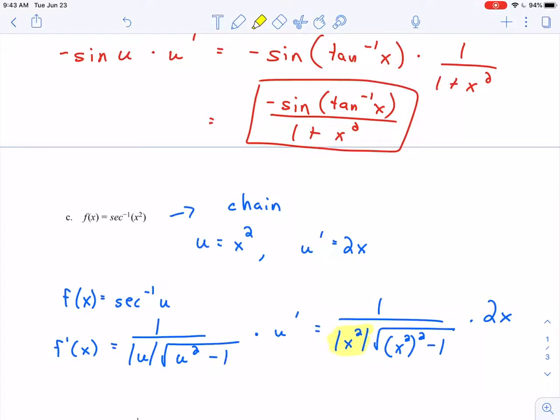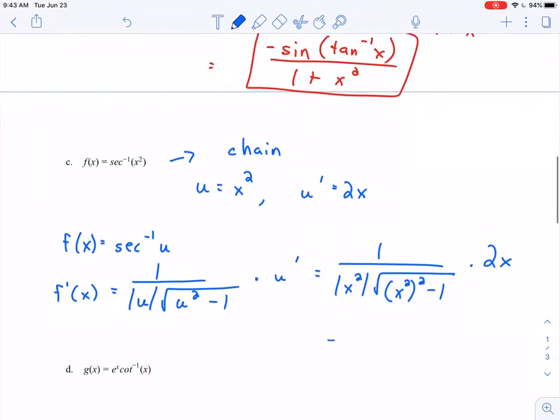x squared is always going to result in a non-negative number, meaning I can't end up with a negative. If I take the absolute value of a positive number, or I take the absolute value of 0, I get back the same thing. Which means that if I take the absolute value of x squared, that's actually just the same as saying x squared.